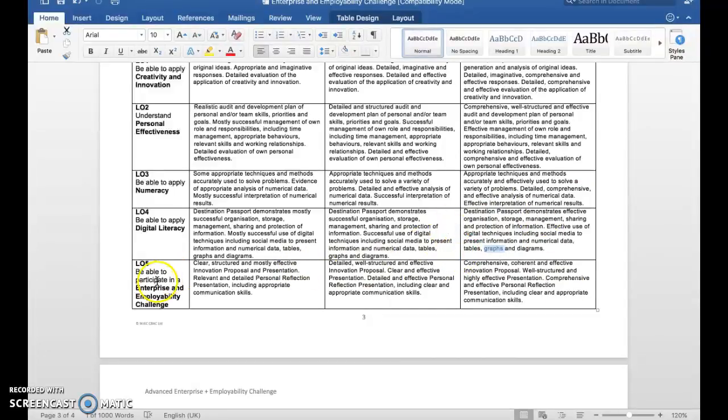And then lastly, these are on the end of every challenge, your ability to participate in the enterprise and employability challenge. So comprehensive, coherent and effective innovation proposal. How good is it basically? How well have you put it together? How well is it structured? Have you covered everything that we asked you to? Is it in detail? Have you put a lot of work and effort into it?